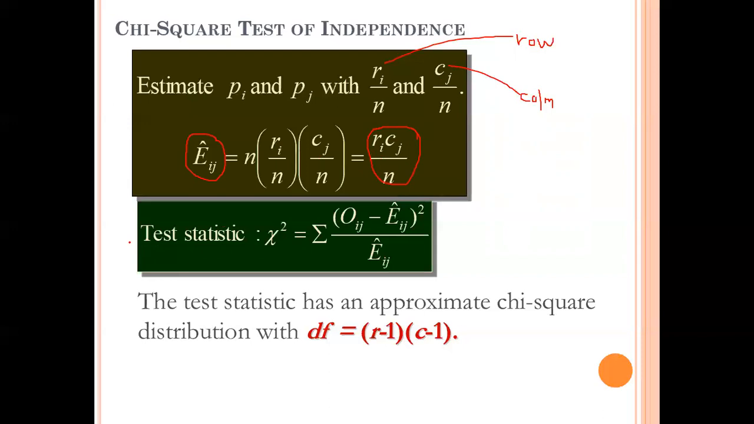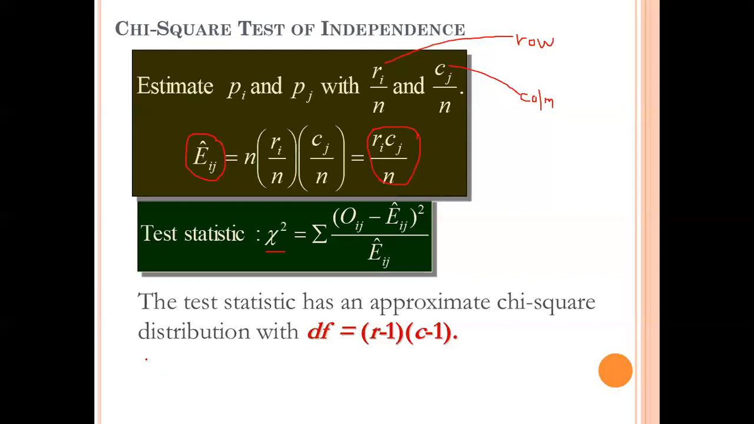Okay, and then after you get the value of the expected count, you can proceed to the test statistic. In chi-square, the test statistic refers to x square. So how do we get the test statistic for the chi-square test of independence? It is x square equals the sum of observed count minus expected count, squared, then divided by the expected count.